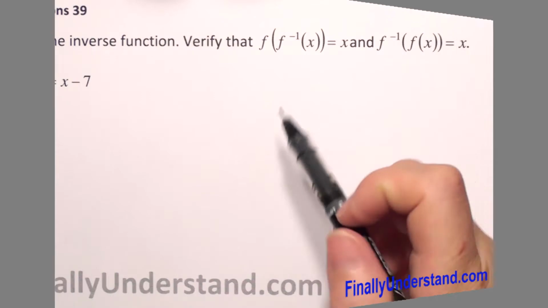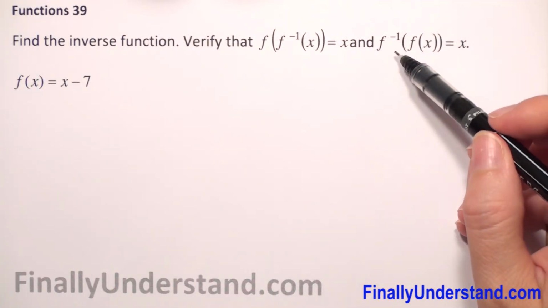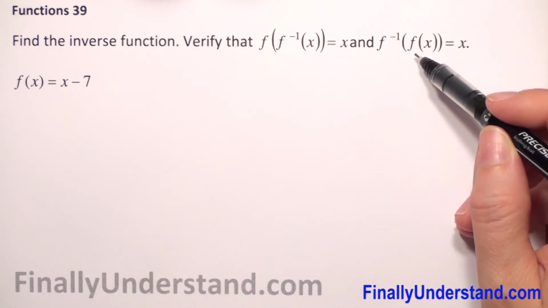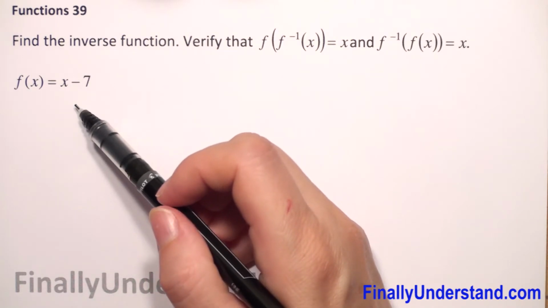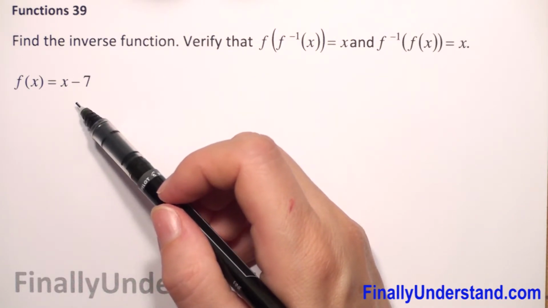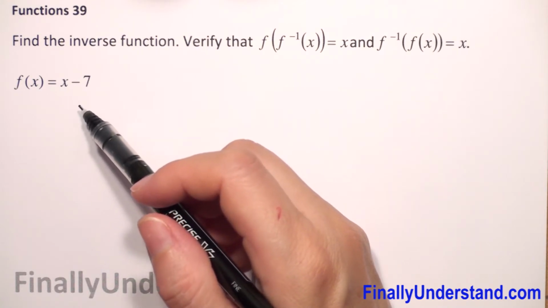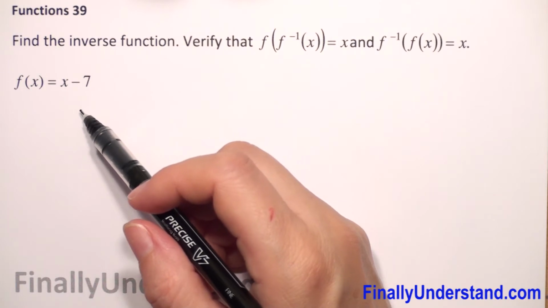Find the inverse function. Verify that the composition of f and the inverse function of f is x, and the composition of the inverse function of f and the function f is x. So we have a given function f. We need to find the inverse function. First, we should know that a function has an inverse if it is 1 to 1.